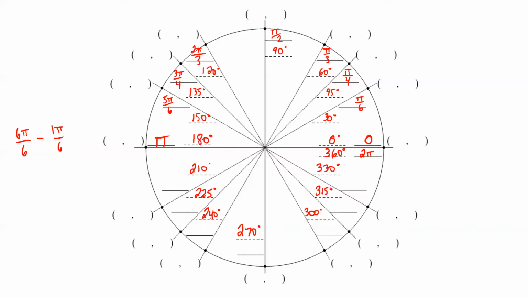I'll go a lot quicker for the rest of these here. Notice this angle, we'd have to add another 30 degrees, or in other words, add another pi over 6. If this is 6 pi over 6, that brings us to 7 pi over 6.